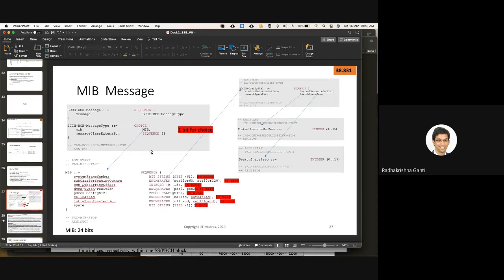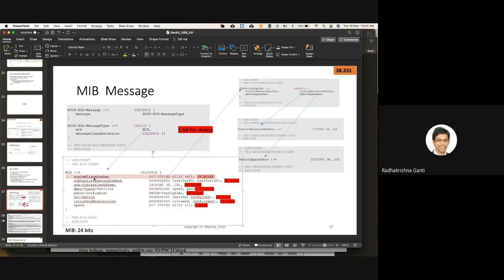This MIB is of 24 bits. I'm just showing you how these 24 bits come into picture. The first thing is there's a choice. You can either put MIB or something called message class extension. I don't know what that is. This choice gives you 1 bit because it's a choice parameter.